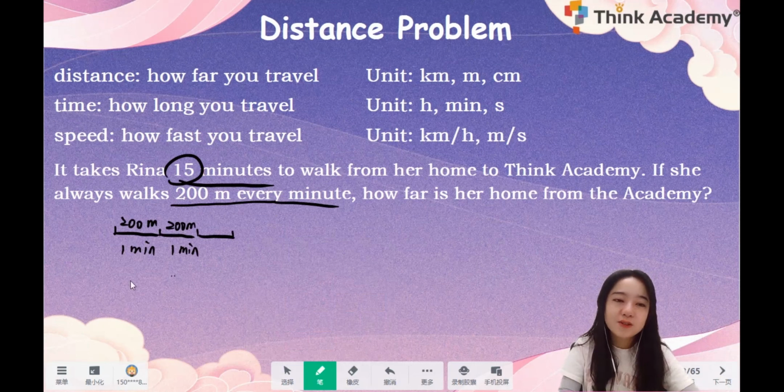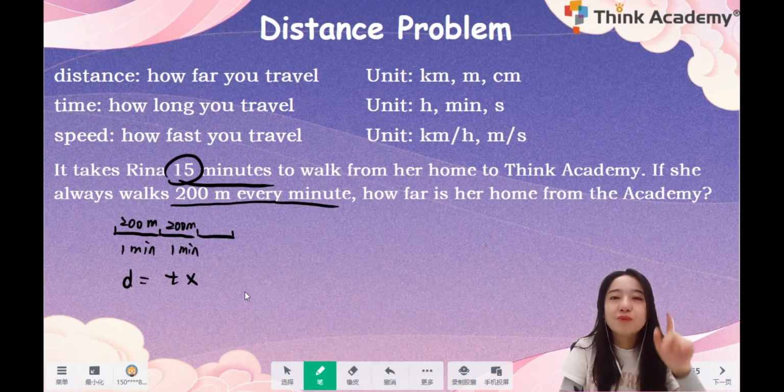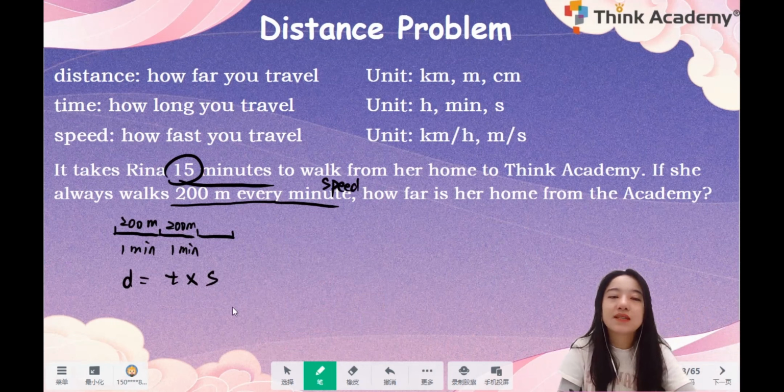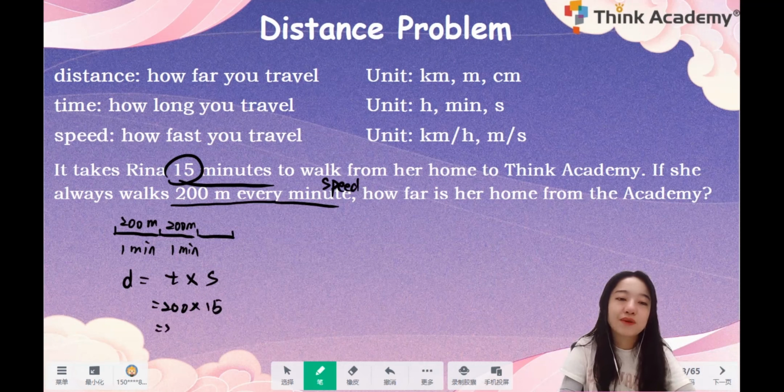So actually to find the distance from my home to Think Academy, I just need to multiply the time I spent by how far I can travel in 1 minute. That is called the speed, which is s. So time times speed equals distance. Here we can get it should be 200 times 15 minutes equals 3,000 meters.